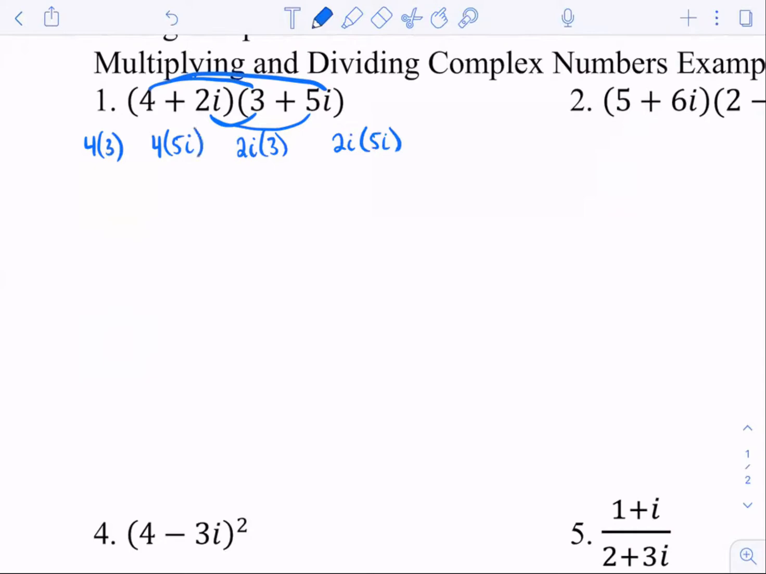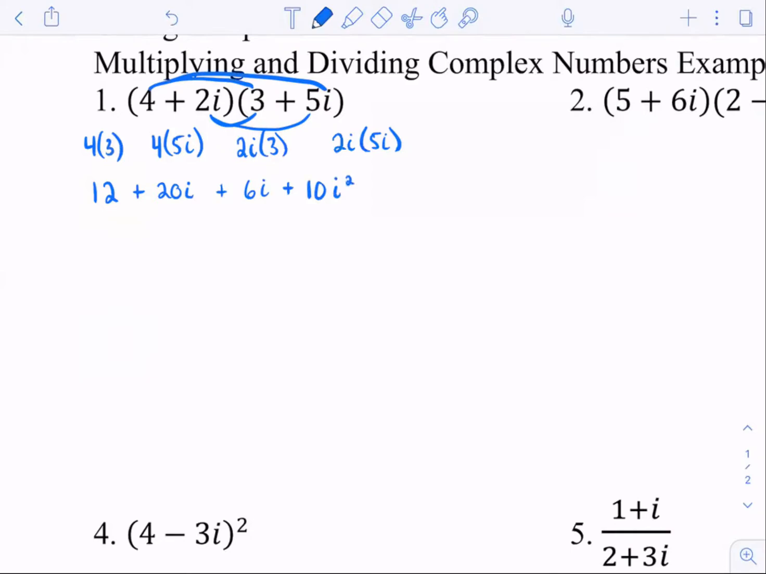So 4 times 3 is 12. 4 times 5i is a positive 20i. Then I have 2i times 3, which is a positive 6i. And then here I have 2i times 5i. Now 2 times 5 is 10, and then i times i is i squared.